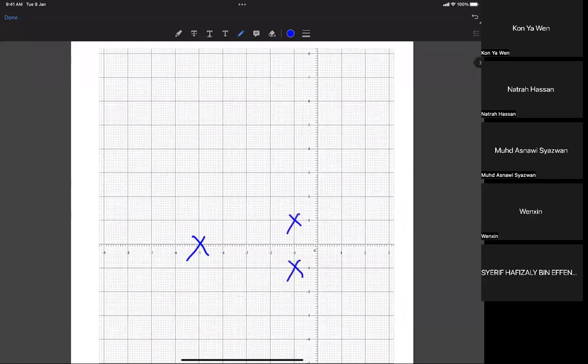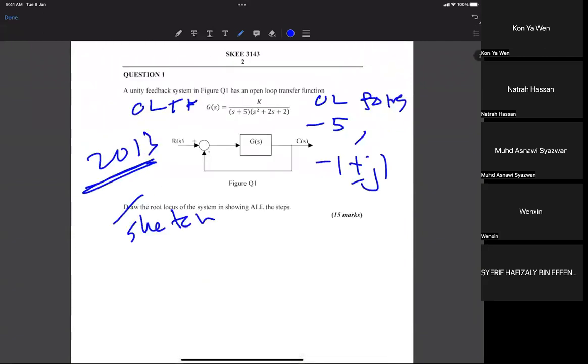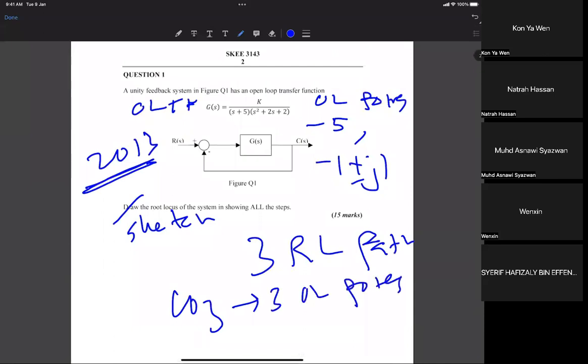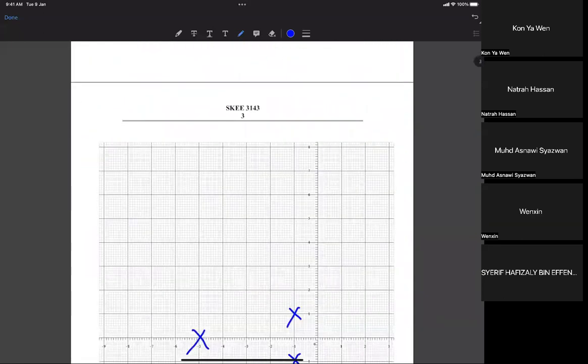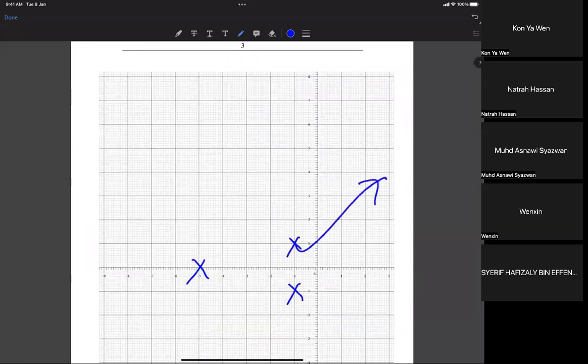Okay, so no zeros. From here you already know there are no zeros. So definitely we have 3 root locus paths. Why? Because we have 3 open loop poles, and the 3 RL paths end at infinity. Something like this goes up, something like this goes down, and ends at infinity. So that is the sketch.